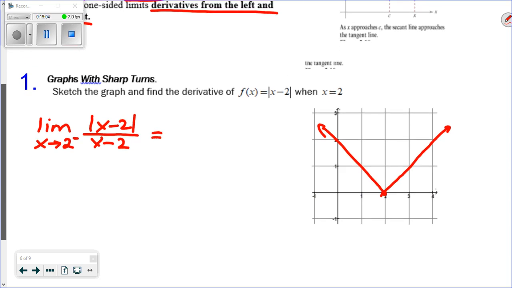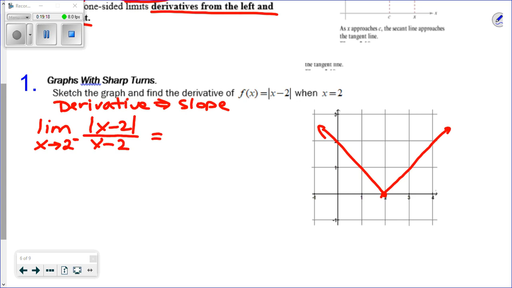But based on the graph, remember this limit represents the derivative, which is slope. Okay, so what is the slope of this line here? Well, the slope is -1, because you go down 1, right 1. Okay, so this would equal -1.